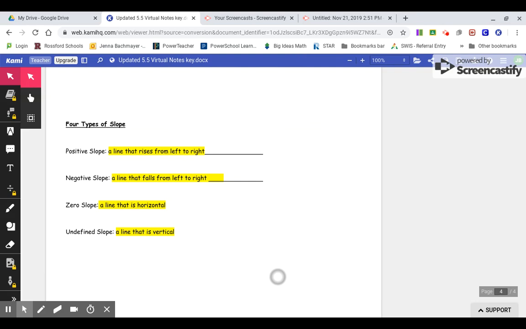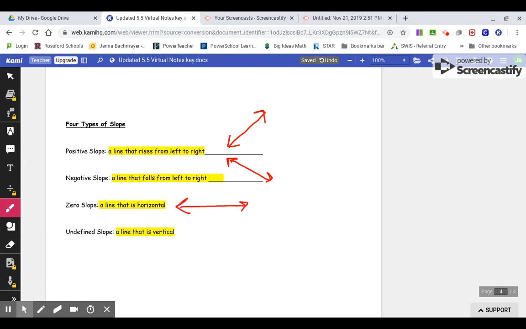So just as a reference, our positive slope would look something like this. Negative slope would be falling from left to right. A slope that has zero slope is going to be horizontal. And a slope that is undefined will be a vertical line. All right.